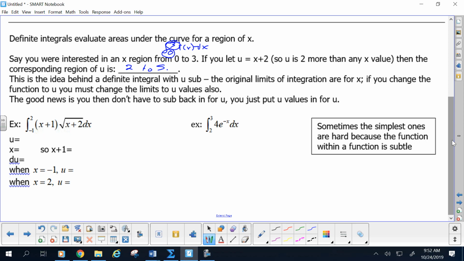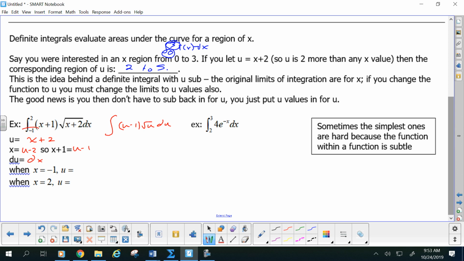So you have the same problem roughly as above, but now it's a definite integral. It's got bounds, you see? All right, so we're still going to let u equal x plus 2, just like we did above. If u is x plus 2, then x is u minus 2. Therefore, x plus 1 is u minus 1, and du is dx. So at that point, we're at this stage, u minus 1 root u du. Cool?